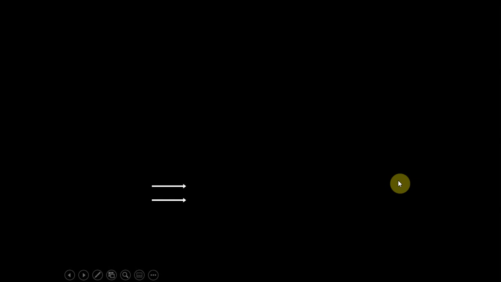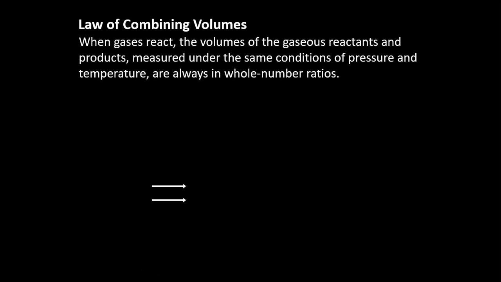All right, before we start into the ideal gas law, there's a couple of relationships which are laws in and of themselves, but we want to talk about these first. The first one is the law of combining volumes. This one is related to the way gases react. So if you carry out a chemical reaction with gases, then the volumes of the gaseous reactants and products measured under the same conditions of pressure and temperature are always whole number ratios.